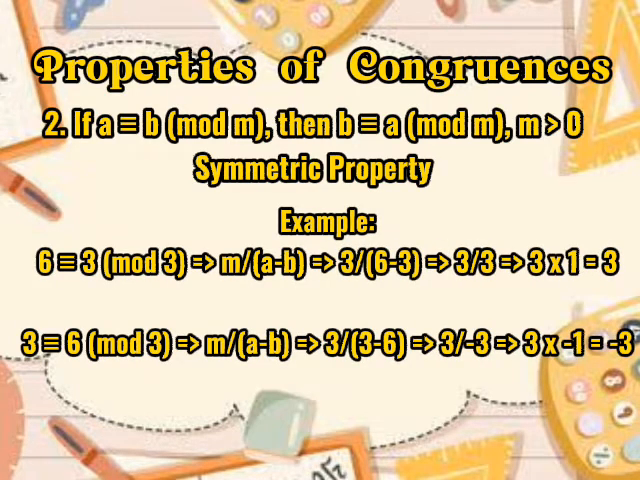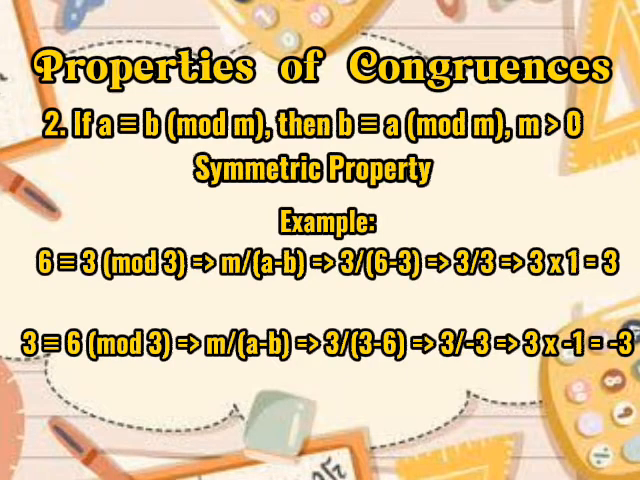6 is congruent to 3 modulo 3. M divides A minus B. So, 3 divides 6 minus 3, and 3 divides 3. We can find a number that can be multiplied to 3 that is equal to 3, and that is 1. That is for A is congruent to B modulo M. For B is congruent to A modulo M, 3 is congruent to 6 modulo 3.